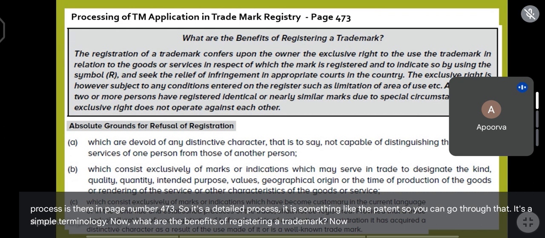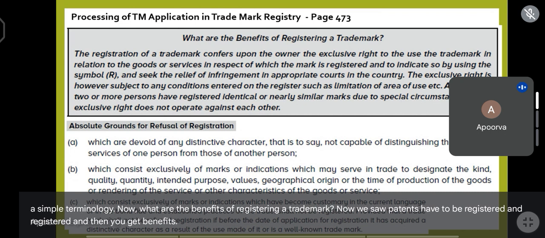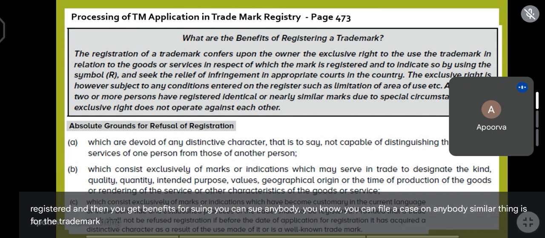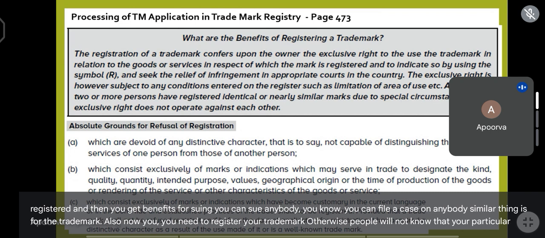Now, we saw patents have to be registered, and then you get benefits for suing. You can sue anybody, you can file a case on anybody. A similar thing applies to the trademark also. Now, you need to register your trademark. Otherwise, people will not know that your particular symbol has been registered.